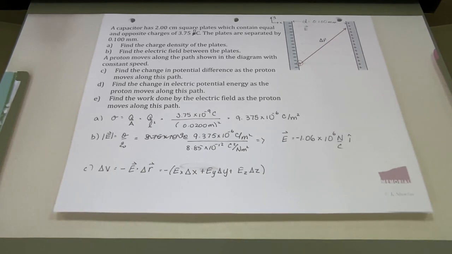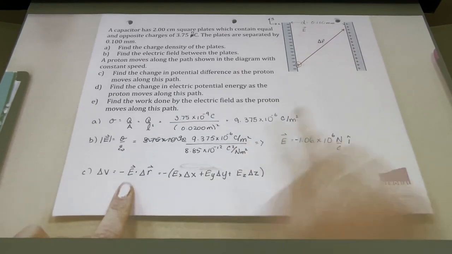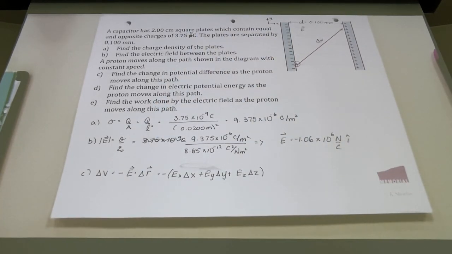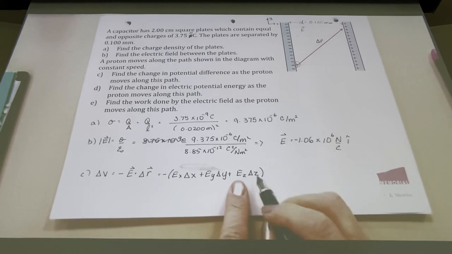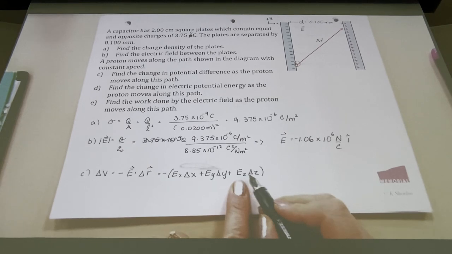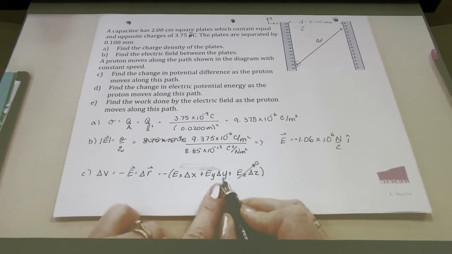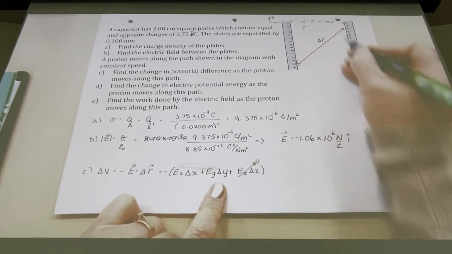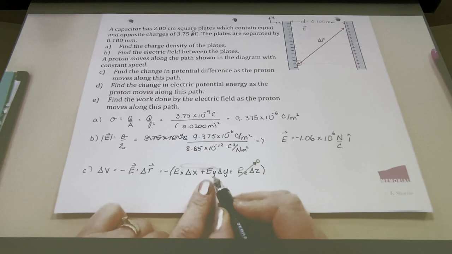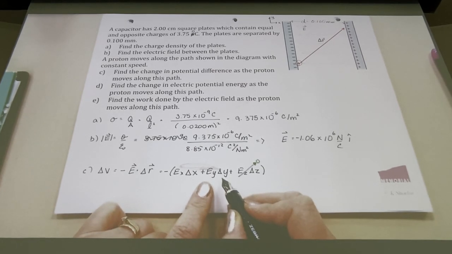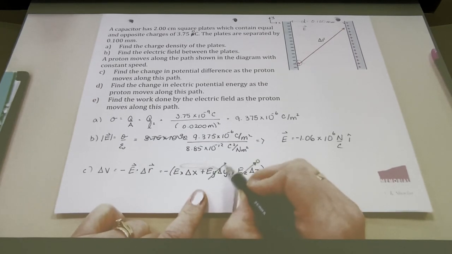This method is a little bit more appealing, a little bit more doable, because if we were going to use the first method, we have to know this angle, and we don't have any information to give us this angle. If we look at this part, E_z times delta z, there's no z component of the electric field, so that whole bit is gone. If we look at this bit, delta y is not zero because it does move upwards, but the y component of electric field is zero. So it doesn't matter what delta y is, because there's no y component of the field. So that bit is also zero.